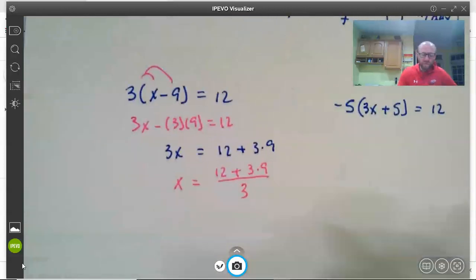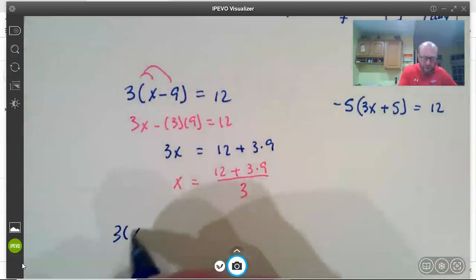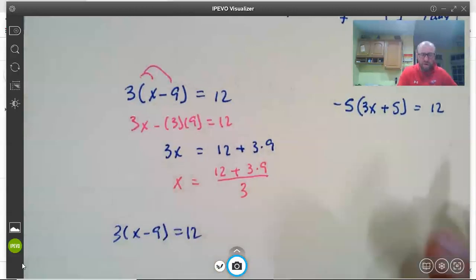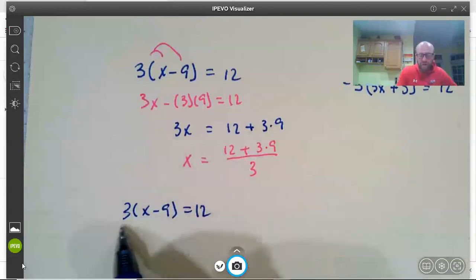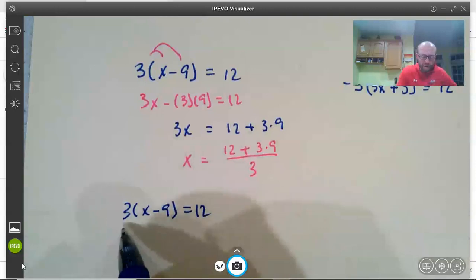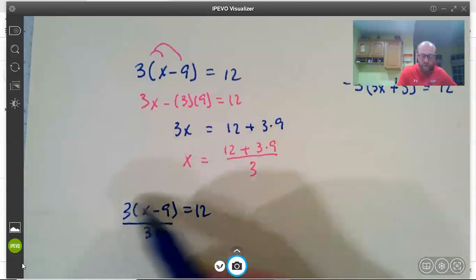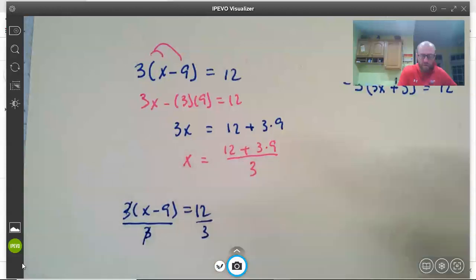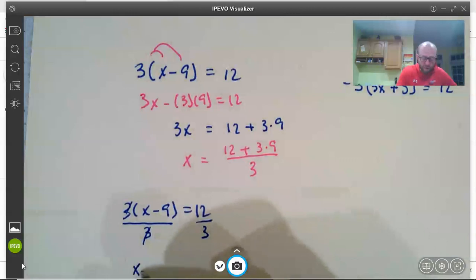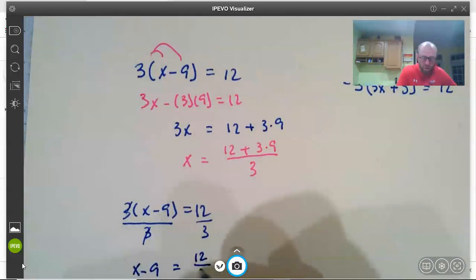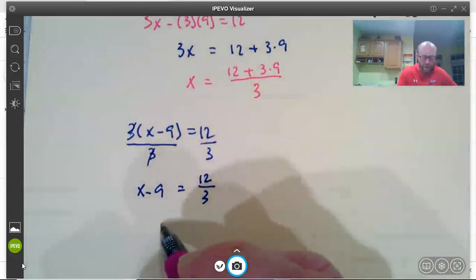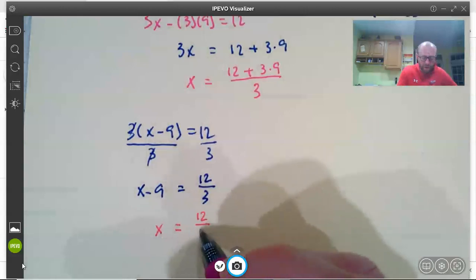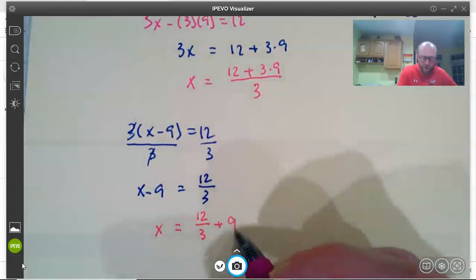Another way I could solve this is, I've got 3 times x minus 9 is 12. I could just start by dividing by 3, because essentially I have two things being multiplied together here, and if I were to do that, I would cancel the 3's out, and I'll just be left with the x minus 9. Let's go ahead and do that. So x minus 9 equals 12 over 3. And then I will add 9 to each side. X equals 12 over 3 plus 9.